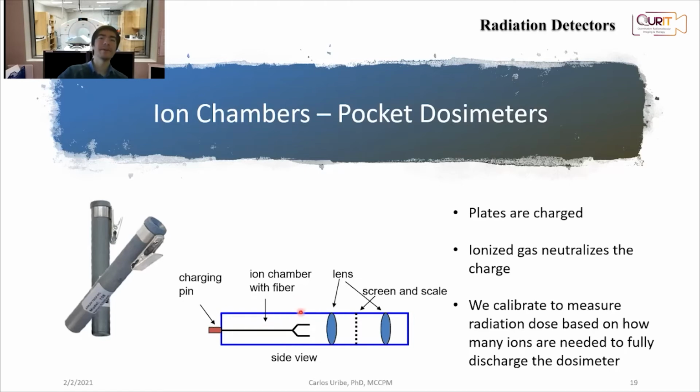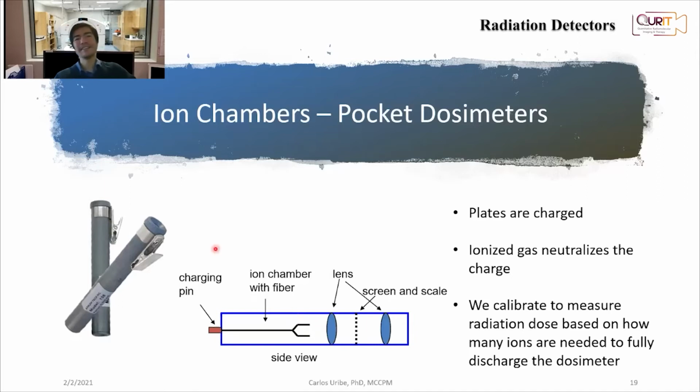But because this capacitor is inside an ion chamber, what's going to happen? Well, it's inside some gas. If ionizing radiation comes into the dosimeter, it's going to cause some ionizations. Positive charges are going to go to the negatively charged plate of that capacitor, and negative charges are going to go to the positively charged plate. As this goes on over time, you start discharging that capacitor.